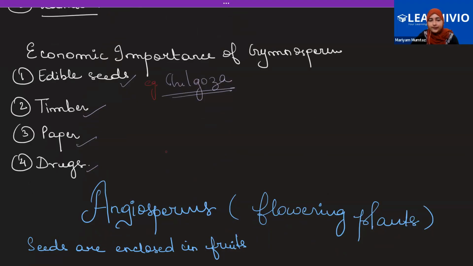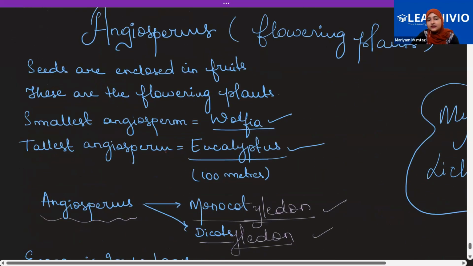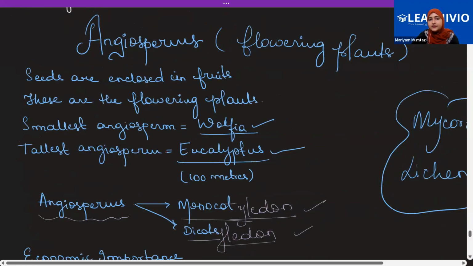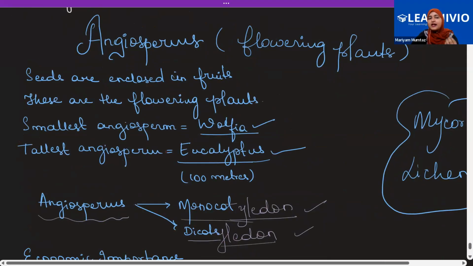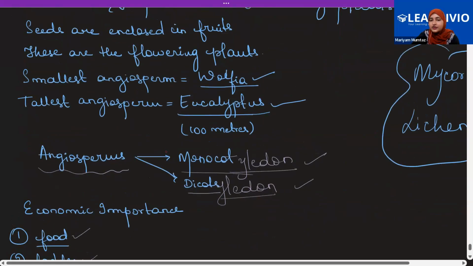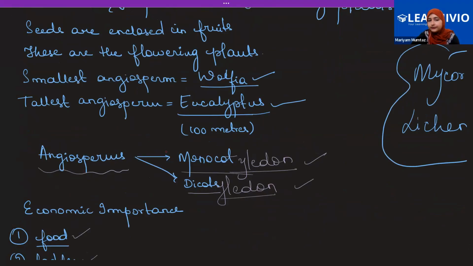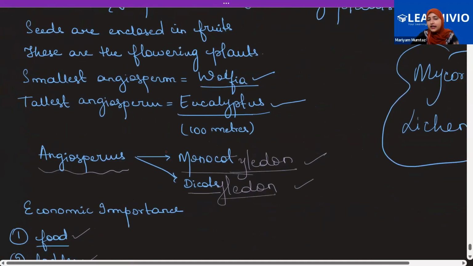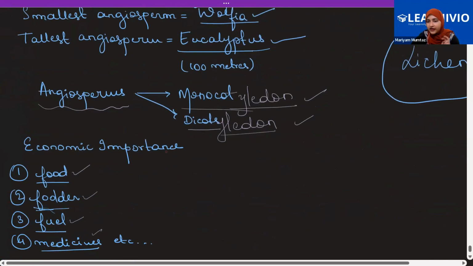Then coming on to the last division of the plant kingdom, we have angiosperms. These are the flowering plants. They have flowers in them. The seeds are present inside the fruit, right? The smallest angiosperm is Wolffia and the tallest one is the eucalyptus. It is 100 meters tall. Further, angiosperms are divided into two types, that is monocotyledon and dicotyledon. Okay, two types of angiosperms are there.